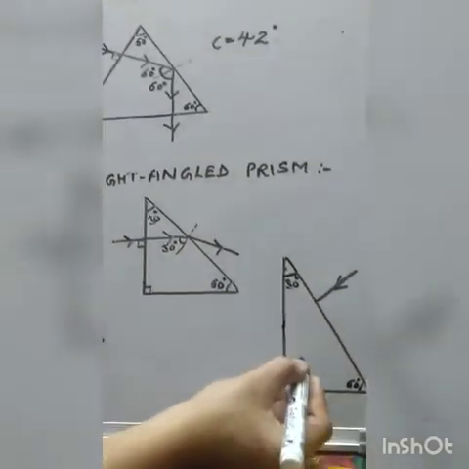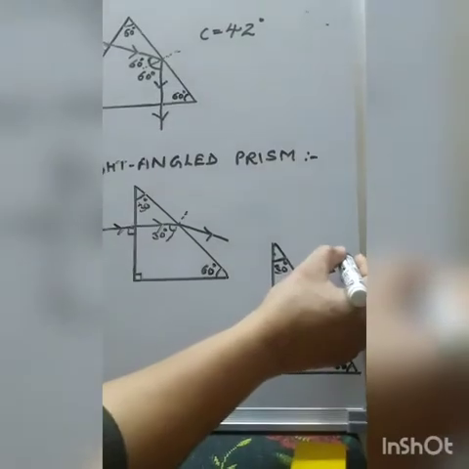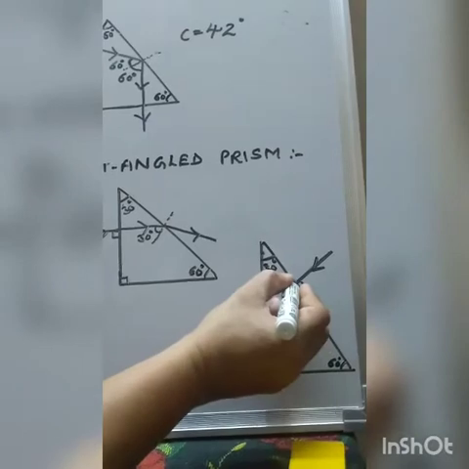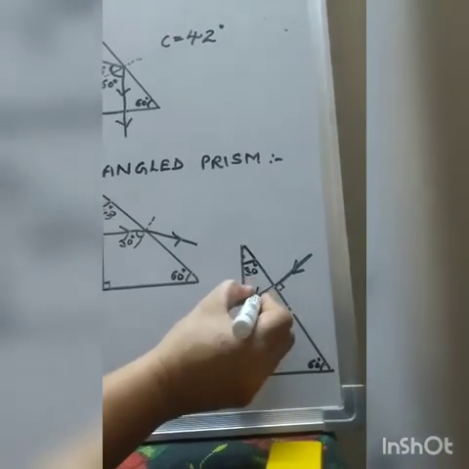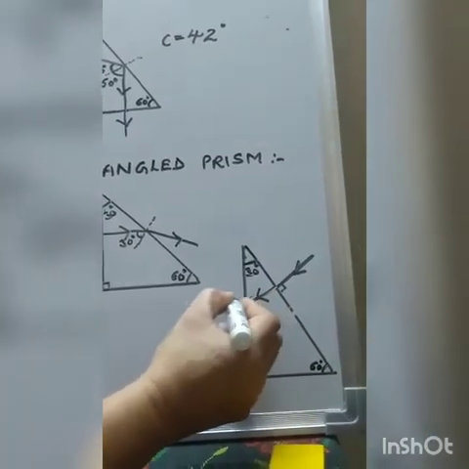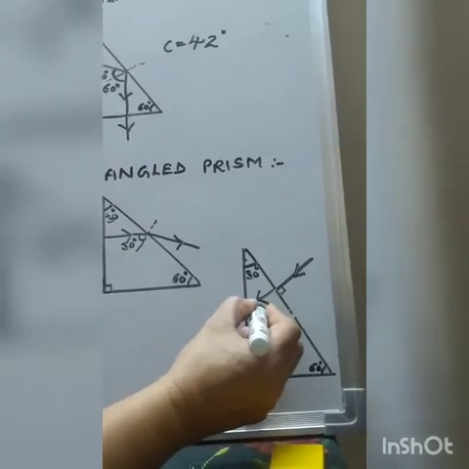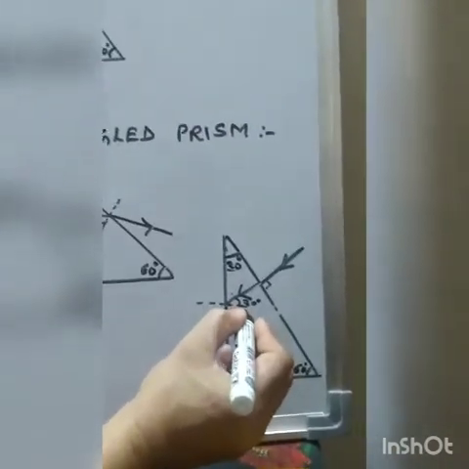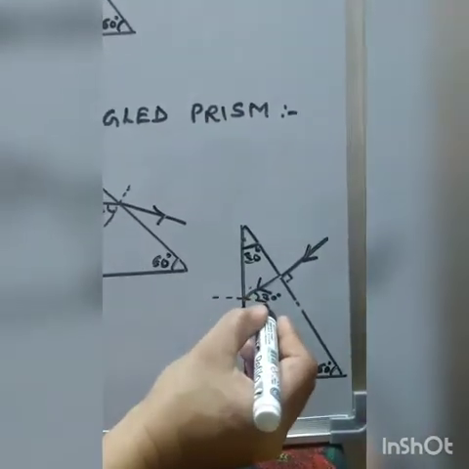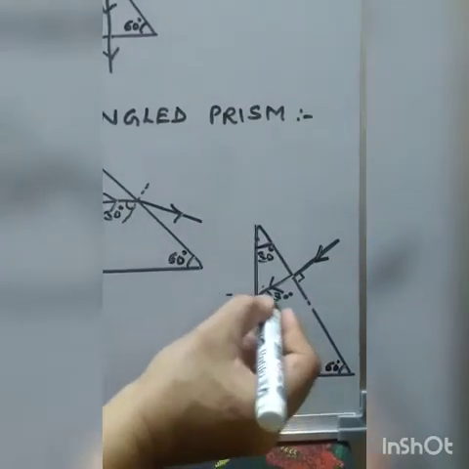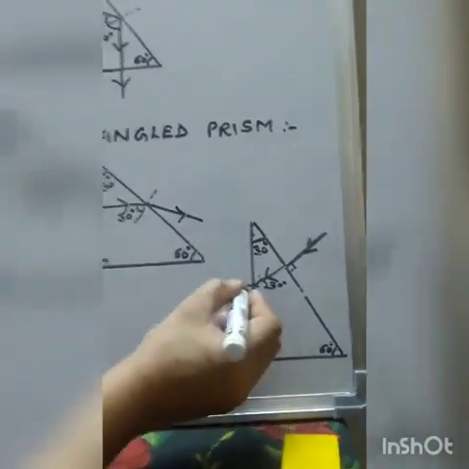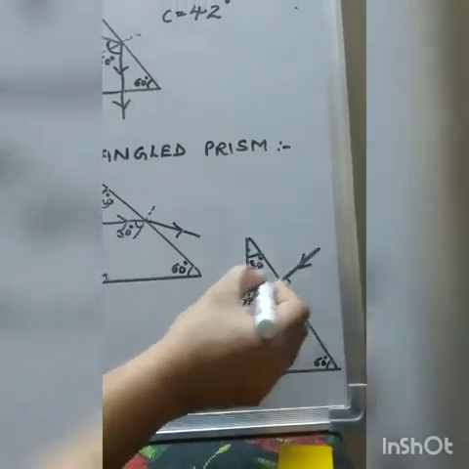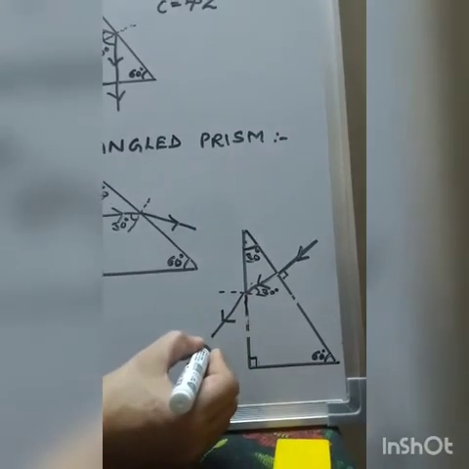Now the prism is the same, but now the incident ray is falling here at this surface. So if it is falling at 90 degrees, it will pass straight, undeviated, and it will fall at this point. And if I draw a normal at this point, this angle will be 30 degrees. Again, no total internal reflection. What will happen? Refraction of light, because the angle of incidence is less than the critical angle. And since it is going from denser to rarer medium, it will bend away from the normal. So this is the incident ray and this is the emergent ray.